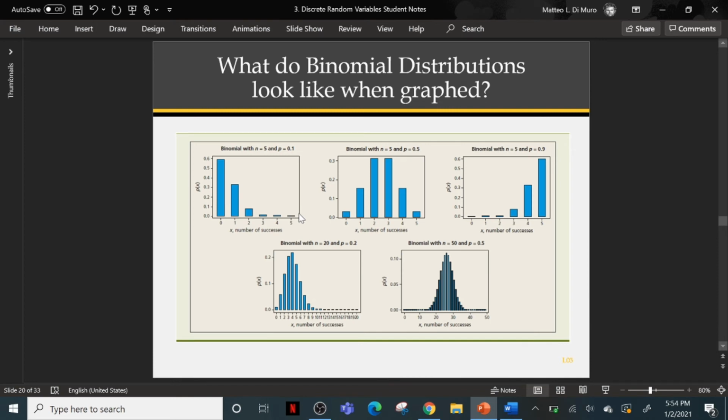The next thing is just more for background. I grabbed these figures from your textbook. What do binomial distributions look like when graphed? The reason I'm showing you this is because in the very near future, we're going to start looking at z-scores again. You guys will fondly remember z-scores and the normal distribution. The binomial distribution is like a very special case of a normal distribution, I guess. So you can see that as our sample size gets bigger, so this is n equal 5, n equal 20, and this is n equal 50 with p equal 0.5.